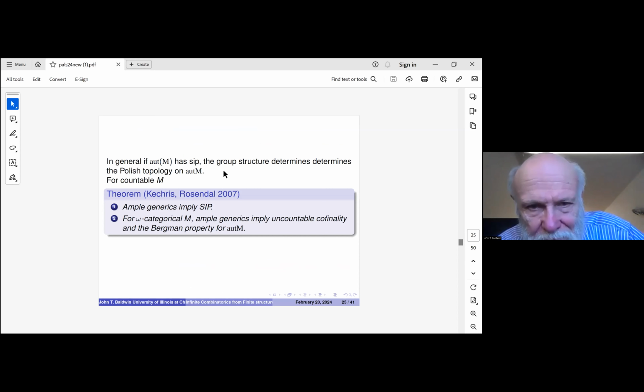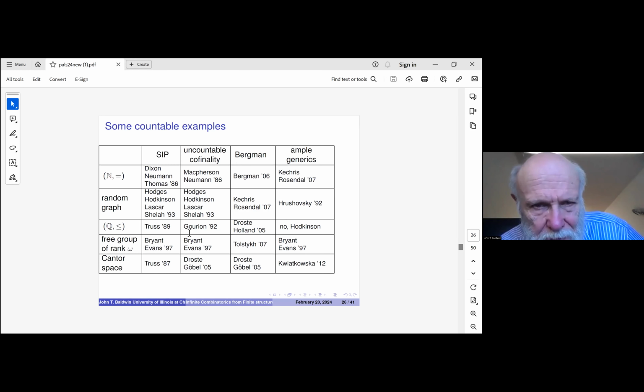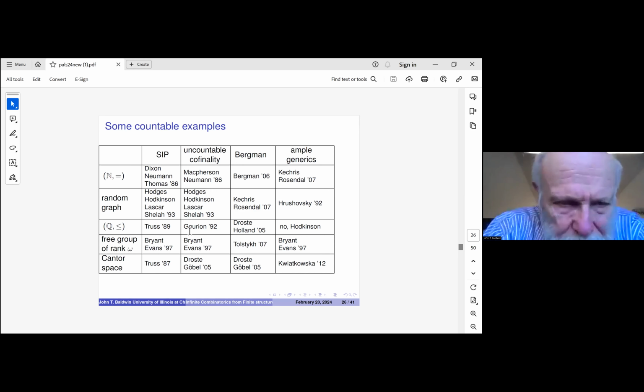In general, if the theory has the SIP, then the group structure determines the Polish topology. And for countable M, ample generics imply SIP. Exactly how the role of ample generics fits into these new theorems of Zaniar, I'm not quite sure. And again, here, this is for omega categorical, which is not my main area.